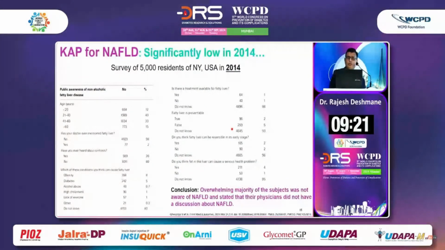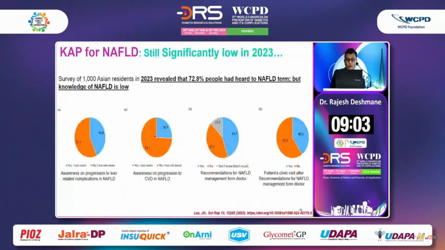This was in 2014, where if you look at the data, when asked whether their doctor had mentioned liver disease, 98% of patients said their doctor did not mention that there is a fatty liver disease. But this is newer data, where in 2023, almost 72% of patients have heard of NAFLD. But the knowledge of MAFLD is still on the lower side, and that is very important.